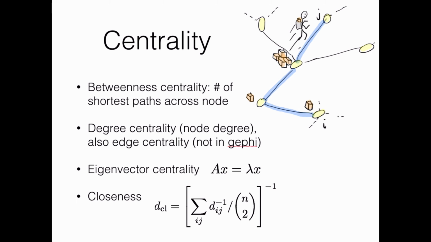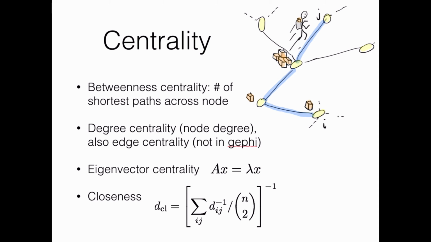Given that you've computed all the shortest paths from node i to node j, you can imagine a little guy or girl running across the network and running across each shortest path. If they drop a package at each node they visit, the betweenness centrality is going to be the number of packages that each node ends up with. So you think of this as a kind of accumulation.